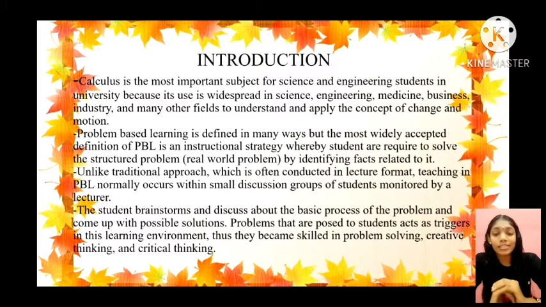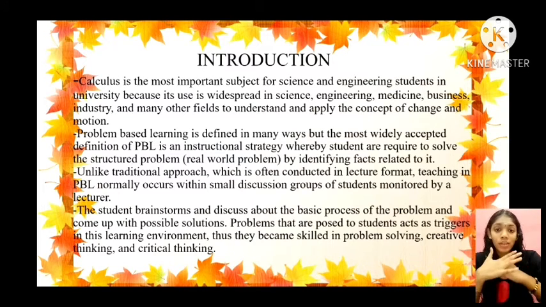Problem-based learning is defined in many ways, but the most widely accepted definition of PBL is called instructional strategy, whereby students are required to solve a structured problem, which is a real-world problem, by identifying the facts related to it. And unlike the traditional approach, which is often conducted in a lecture format, teaching in PBL usually occurs between discussion of a small group of students, and this discussion is monitored by the lecturer or a professor.